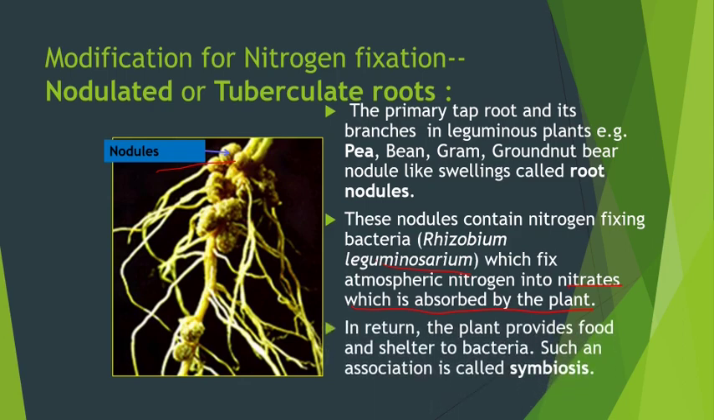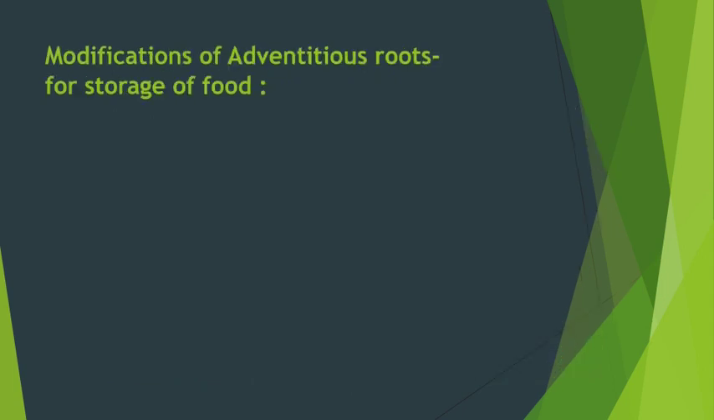So in return, what is the plant giving to the bacteria? The bacteria is getting food and shelter. So there is a symbiotic association between Rhizobium and the roots of the leguminous plant. So, modification for nitrogen fixation.